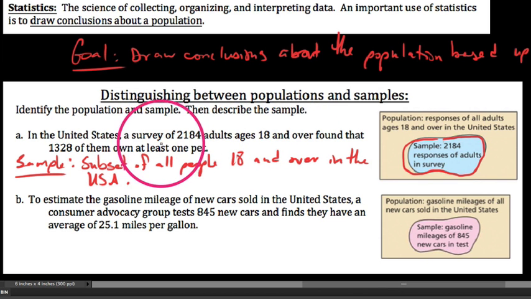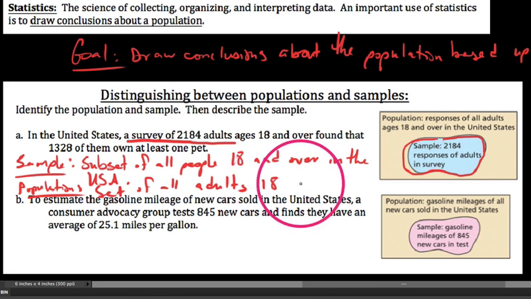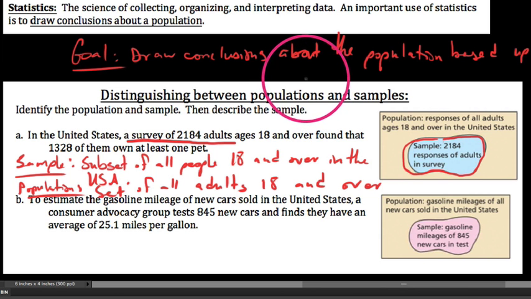Because what they're doing is taking the survey of this many adults age 18 and over. And the fact that 1,328 of them own at least one pet is kind of thrown in there to tell you a little bit about these people. And so we could maybe make a general statement about the population. But as you look over here, you'll notice that the population is really the set of all adults 18 and over. And so the difference here is just that the sample is a subset of this population.